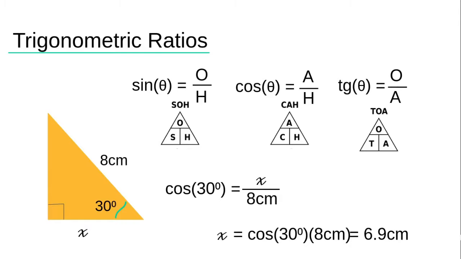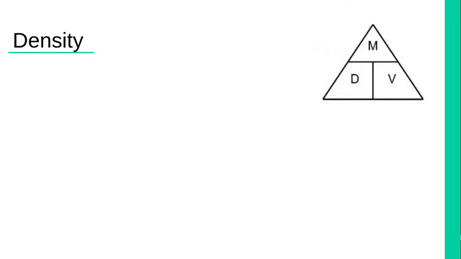And now let's move on to more physical things. The density of an object is a measure of the ratio between the mass and the volume of the object.